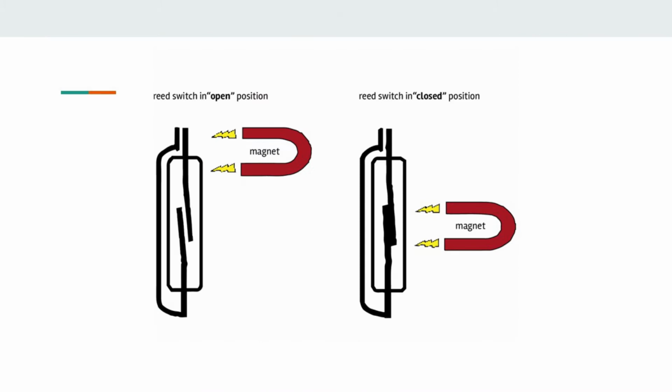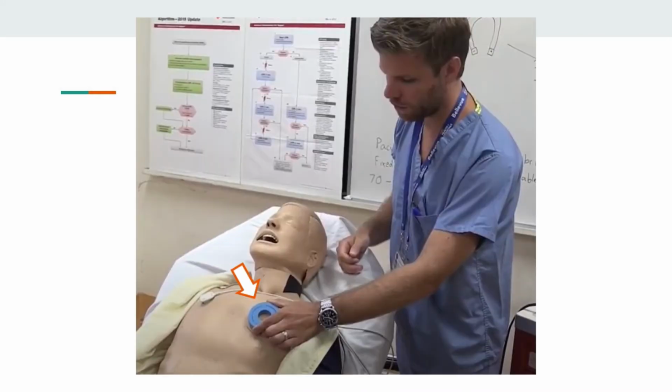Pacemakers have a reed switch inside that can be turned on or off by a magnetic field. So by placing the magnet over the patient's pacemaker, we can temporarily set the misbehaving pacemaker into its default mode, which will cause it to pace at a predetermined fixed rate. This rate will depend on the manufacturer, but it generally ranges from 70 to 100 beats per minute.